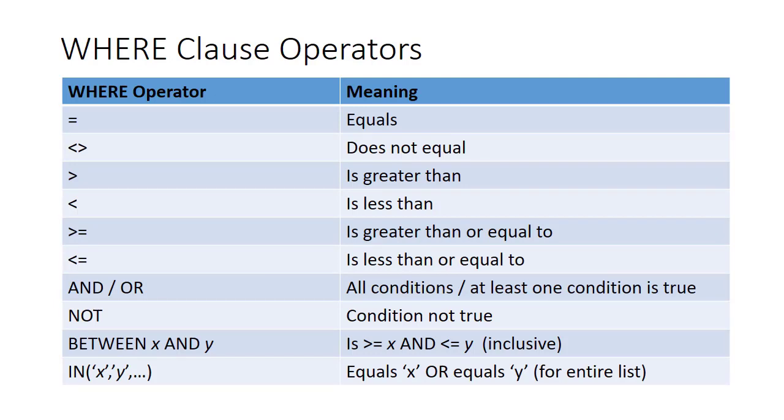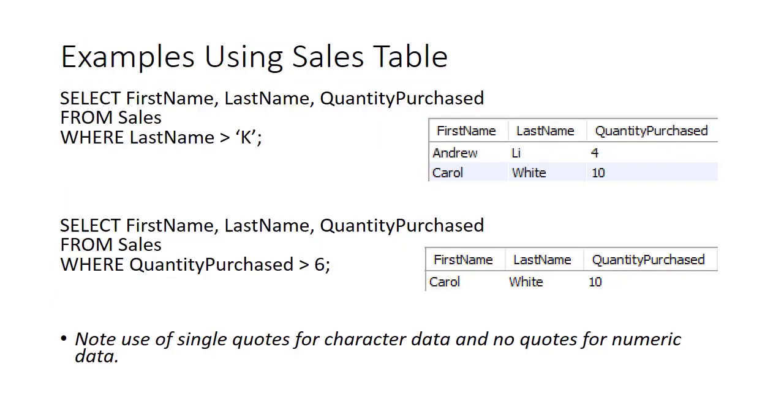This is a list of the where clause operators, and it includes some of the logical operators that are also covered in Chapter 7. A couple more examples using the sales table. Here we're selecting where last name is greater than K, so we're going to select everybody whose last name starts with a letter after the letter K in the alphabet. Here, where quantity purchased is greater than 6, again, every row that has a value greater than 6 is going to be included in our output.